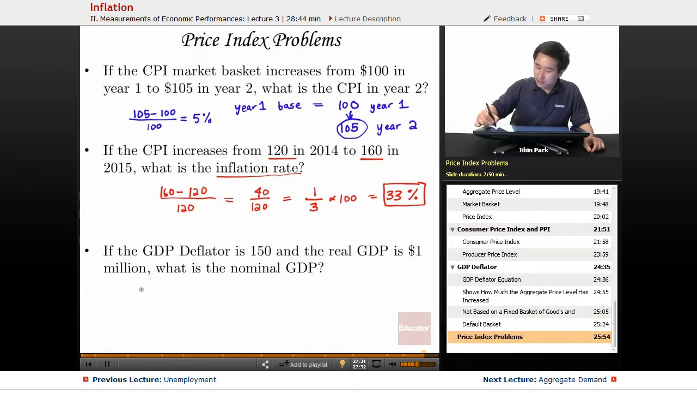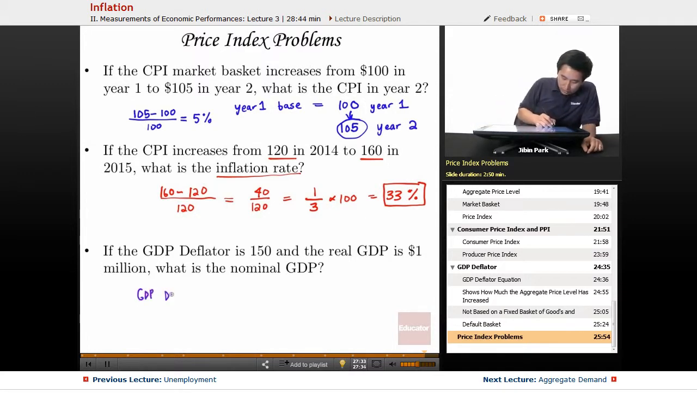And then finally the GDP deflator here. So the GDP deflator formula equals the nominal over the real. Actually, hold on a second. Yeah, the GDP deflator equals the nominal over the real times 100.